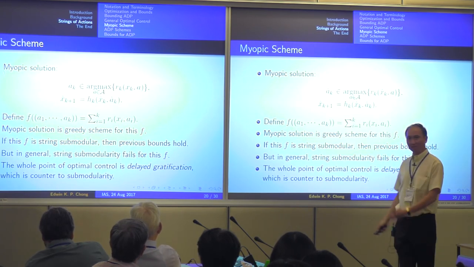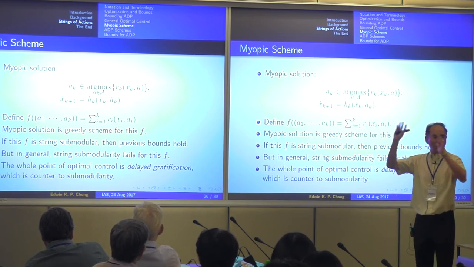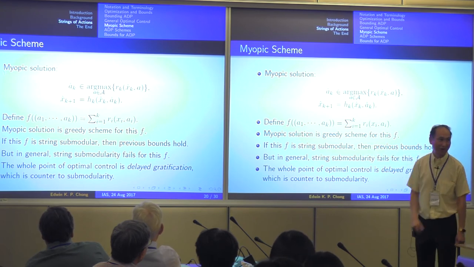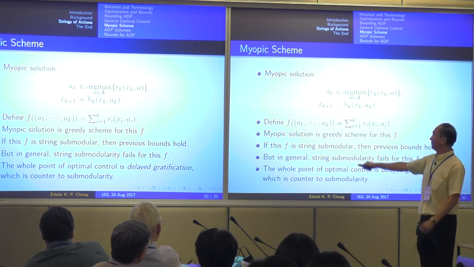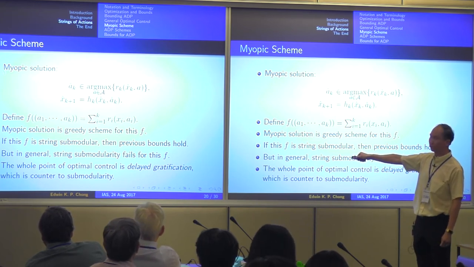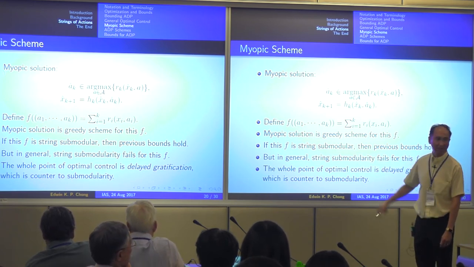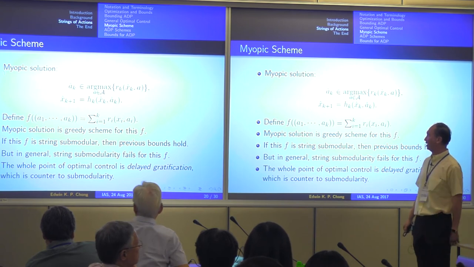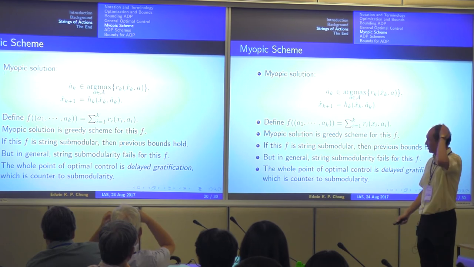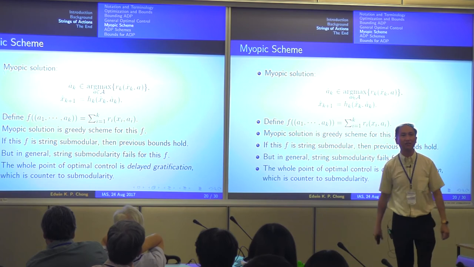Okay, so here's a myopic solution. Myopic solution just sort of says, you know what? Let's forget the value to go. Let's just choose an action based on the one step reward at each time. So now, if I define the function little f as just the cumulative reward associated with any string, then the myopic solution is a greedy scheme with respect to this f, isn't it? Therefore, if this f is string submodular, the previous bounds hold. But the problem is that, in general, string submodularity will fail for this f. This f is not likely to satisfy submodularity.